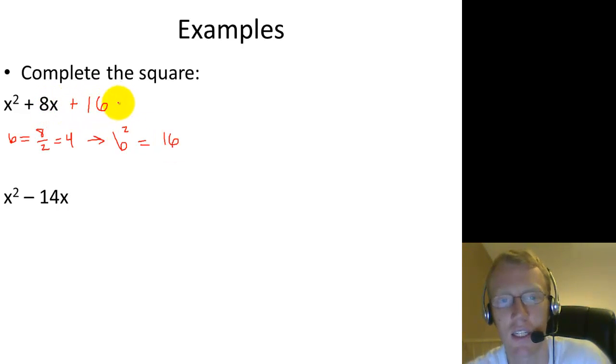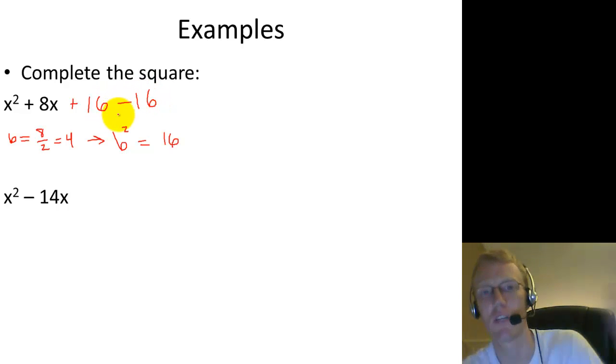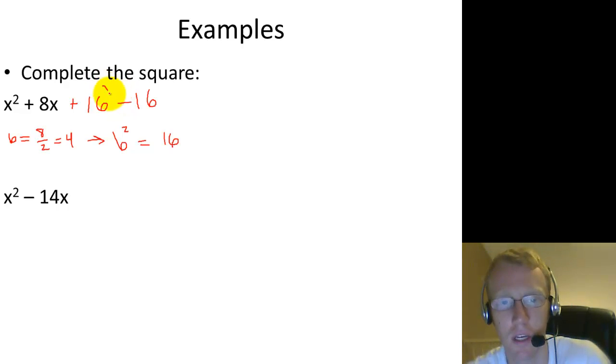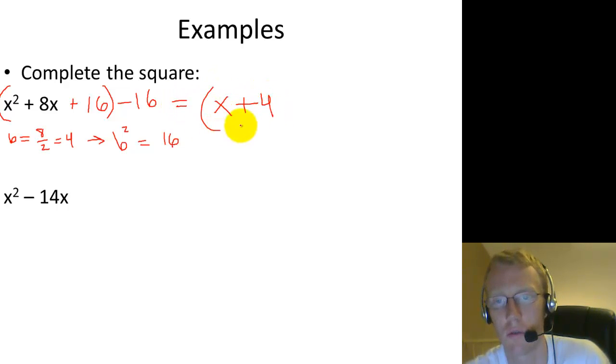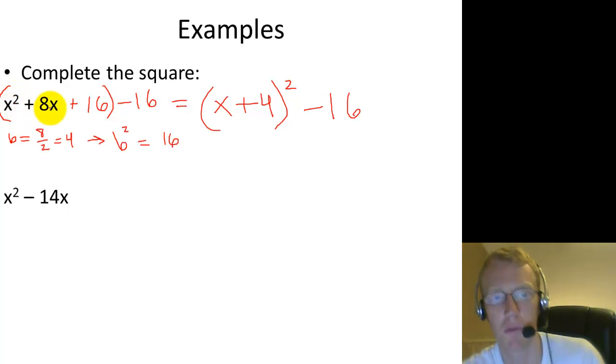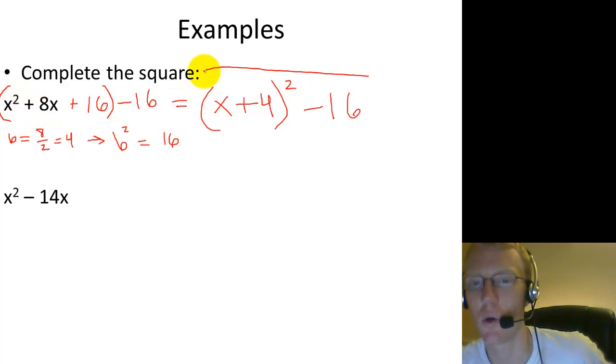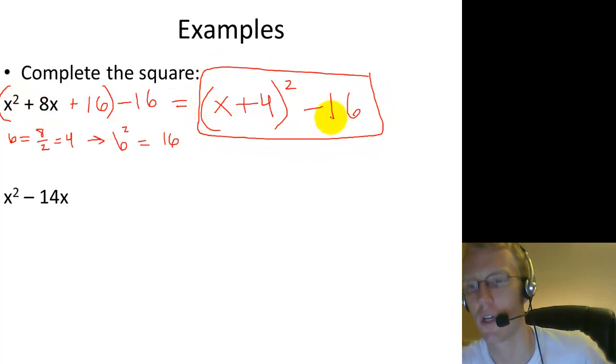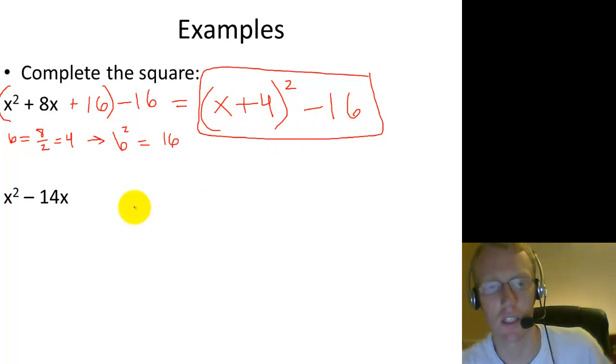But if I add 16, I should also subtract 16. Either I could subtract 16 on this side, or I could have added 16 on the other side, but it's the same thing. So now this part here, that's my perfect square. So I can write this as x plus 4, which was half the middle number, squared, minus 16. So we can write x squared plus 8x as exactly equivalent to x plus 4 squared minus 16. And now you can see this is a parabola, which has been shifted left 4 and down 16.